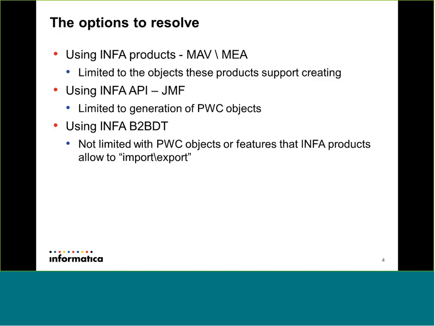The second option is using Informatica's API called JMF, Java API for mapping framework. The main limitation with this approach is that it can only generate PowerCenter objects versus any other Informatica objects, like maybe PowerExchange Data Map, or potentially a B2B data transformation script, which you won't be able to generate through the JMF.